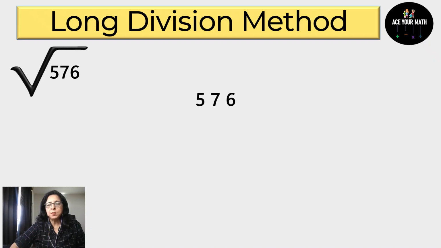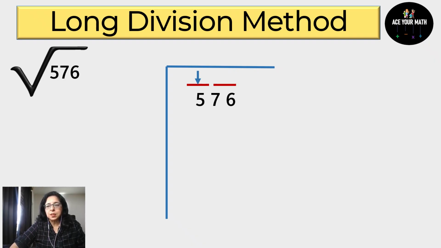First write down this number. After that you make lines. Now the next step is grouping. Grouping will start from the rightmost digit, so 76 forms a group and 5 forms another group. Now we'll consider 5 first. You need to consider squares of numbers such that the value is either 5 or less than 5. So we will write a few squares here. 2 square is 4 and 4 is less than 5. Now 3 square is 9, but 9 is greater than 5. That means we will consider 2 square.